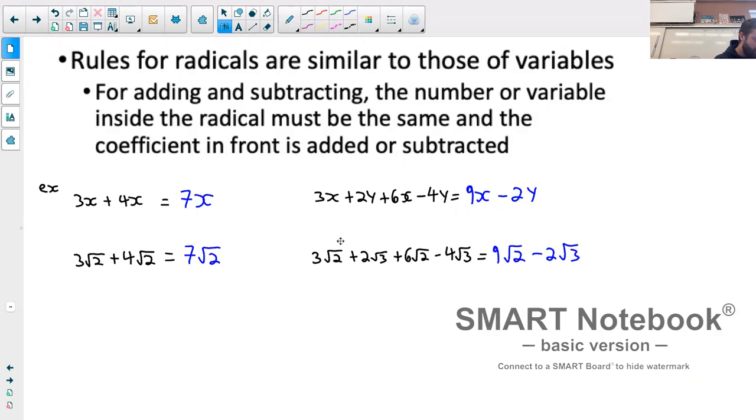So once again, we can only combine radicals that have the same values inside the roots. It also has to have the same index. So if you had the square root of 3 and the cube root of 3, you would not be able to add or subtract those.